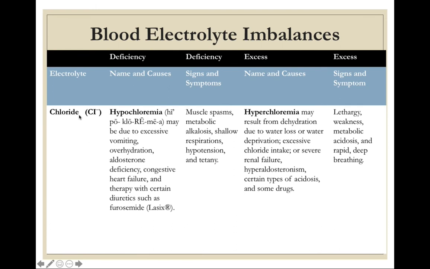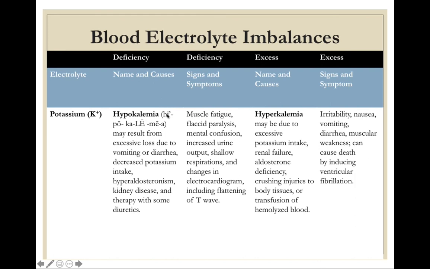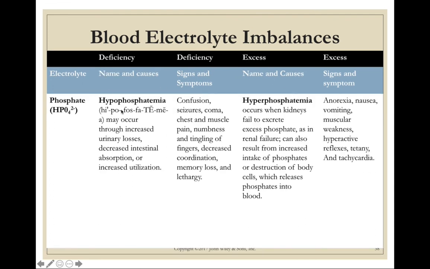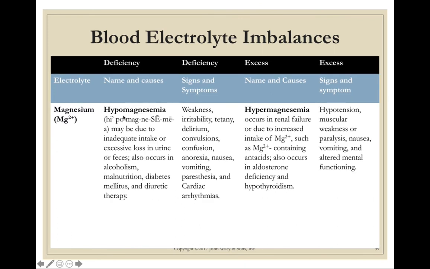Decreased chloride levels in the blood is hypochloremia, and increased levels of chloride in the blood is hyperchloremia. As we just saw, hypokalemia refers to potassium levels, and this is also going to use the chemical symbol of potassium. Hyperkalemia refers to increased potassium in the blood, and we can also see the same convention used here with calcium, with hypocalcemia and hypercalcemia, phosphate with hypophosphatemia and hyperphosphatemia, and magnesium with hypomagnesemia and hypermagnesemia.